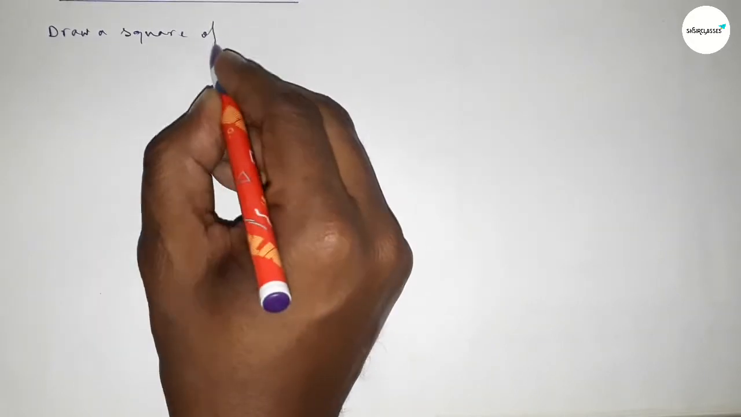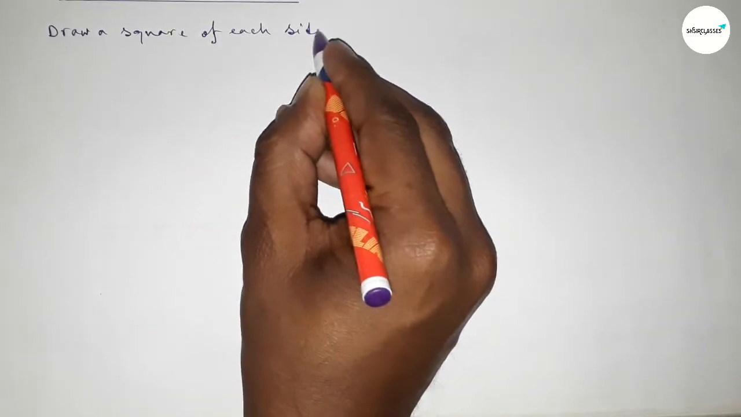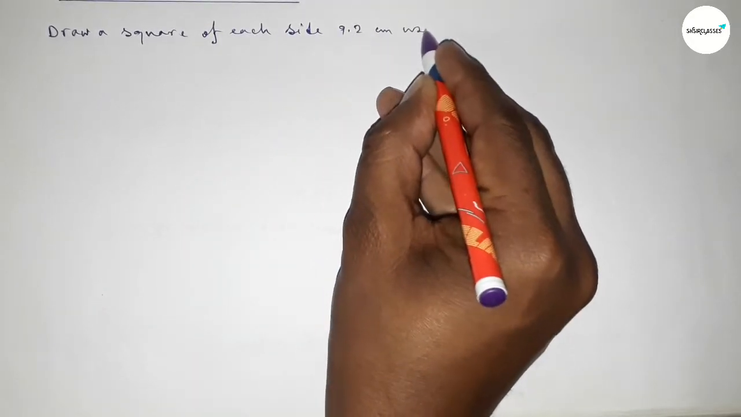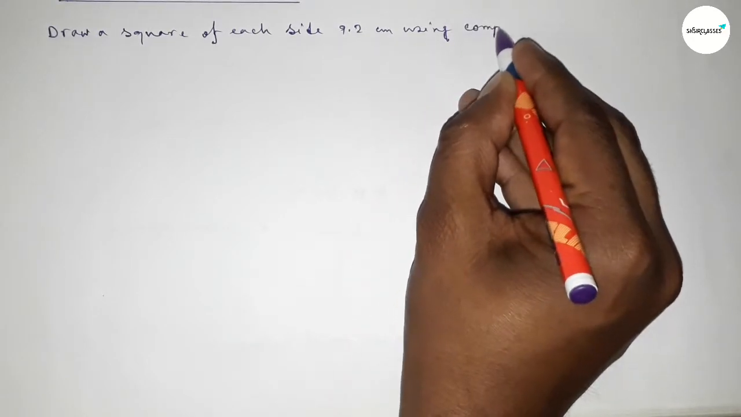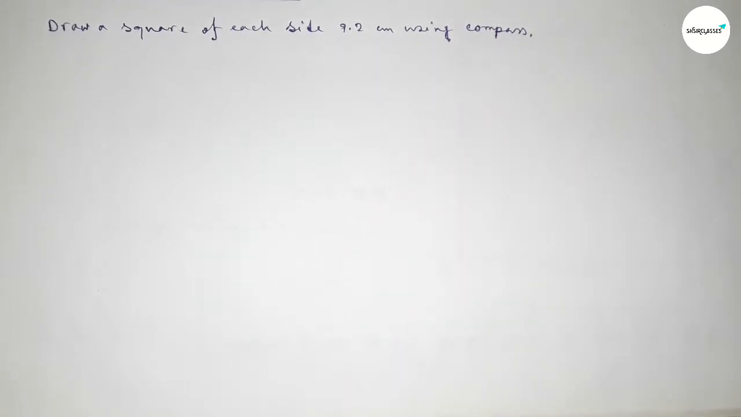Today in this video we have to draw a square of each side 9.2 cm by using compass. So let's start the video.